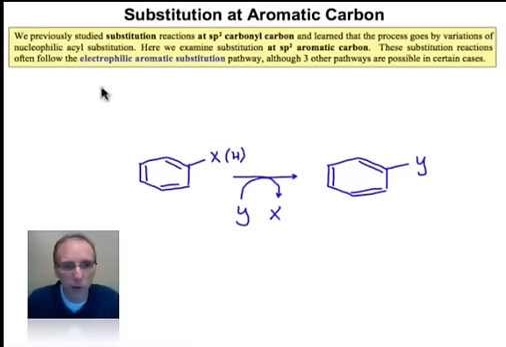We'll first encounter the most common type of substitution, which is known as electrophilic aromatic substitution, and this is the case where the substituent that's being replaced is a hydrogen atom. In addition to the most common pathway, the electrophilic aromatic substitution pathway, there are 3 other types of substitution that we'll encounter. And in this webcast, what I'm going to do is briefly introduce you to these 4 different kinds of substitution chemistry that we're going to be encountering over the next several lessons.